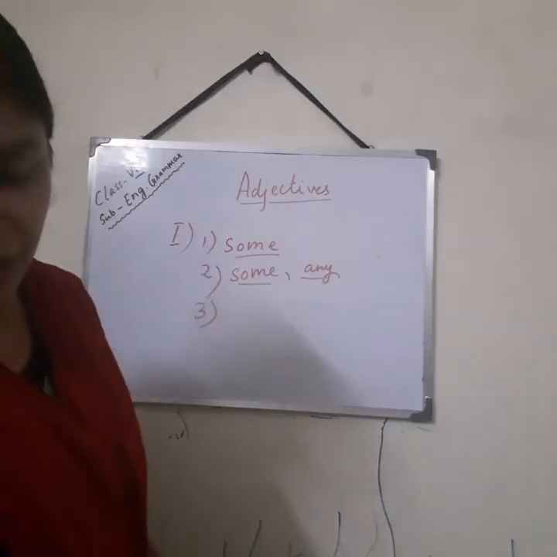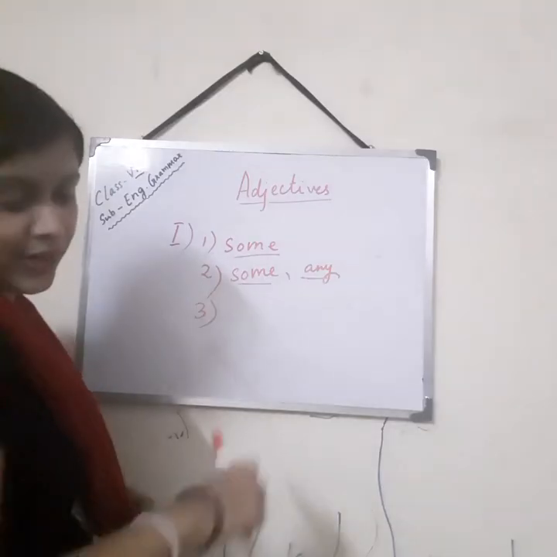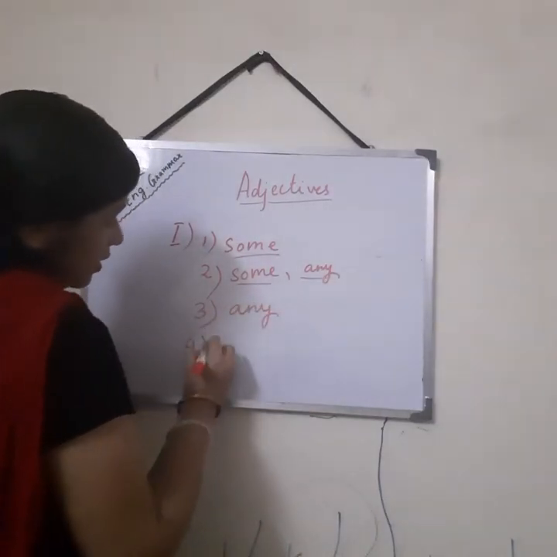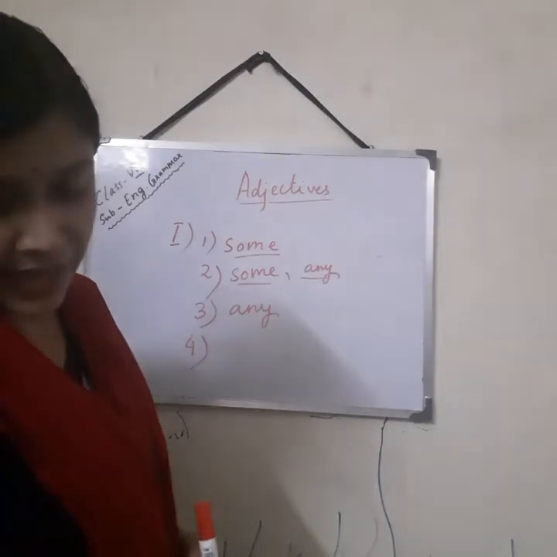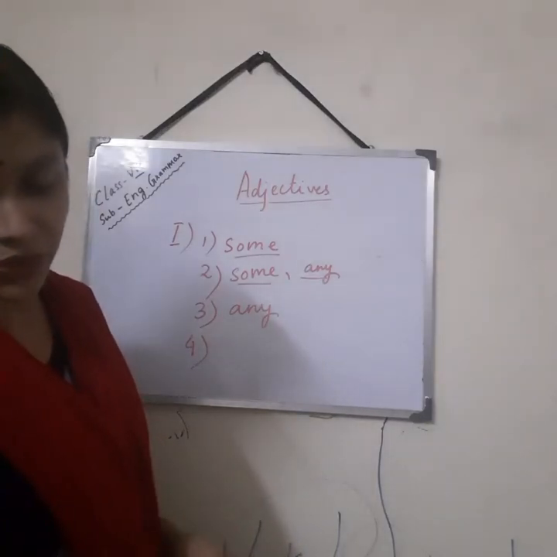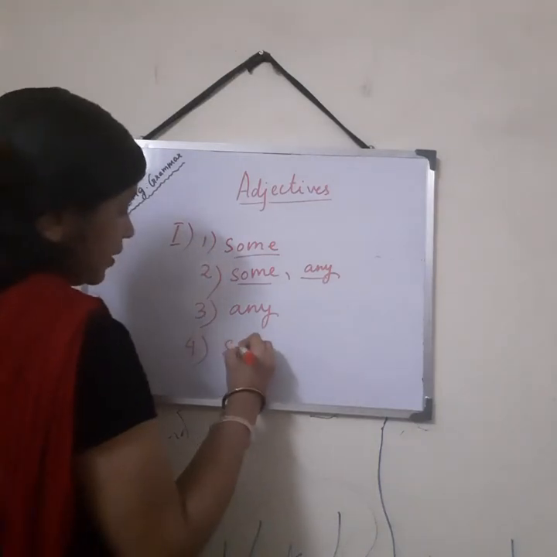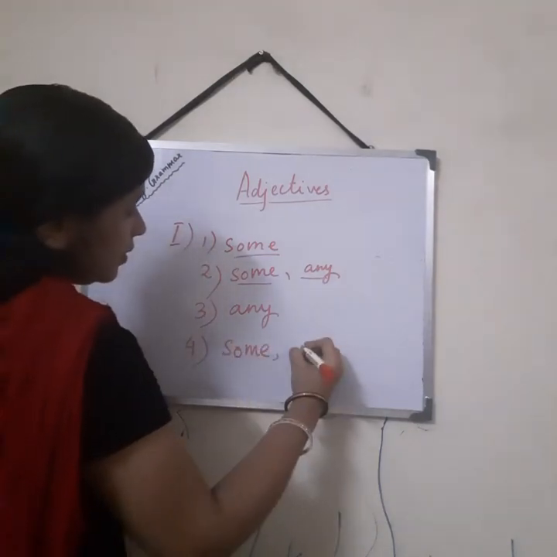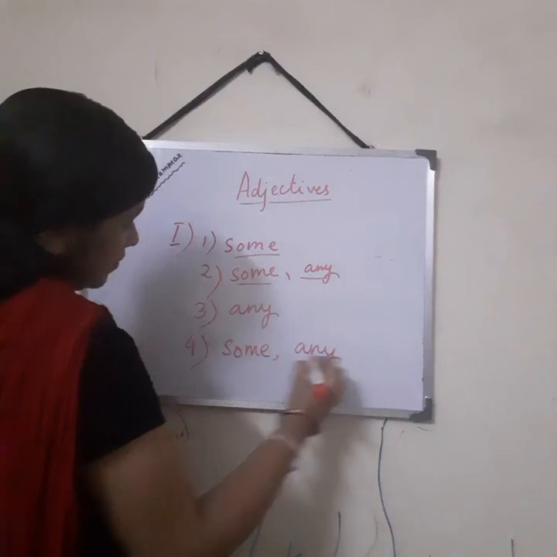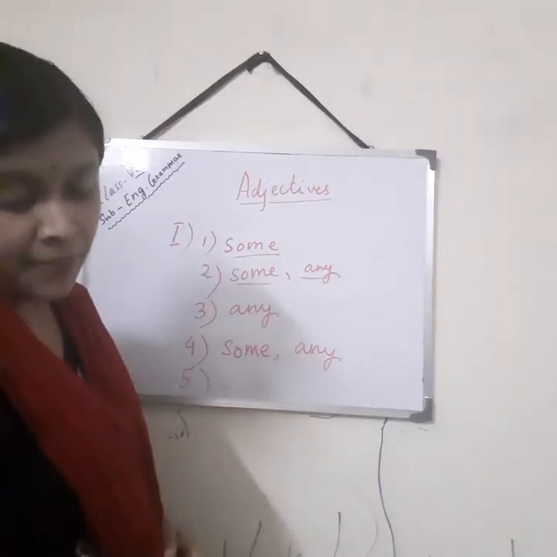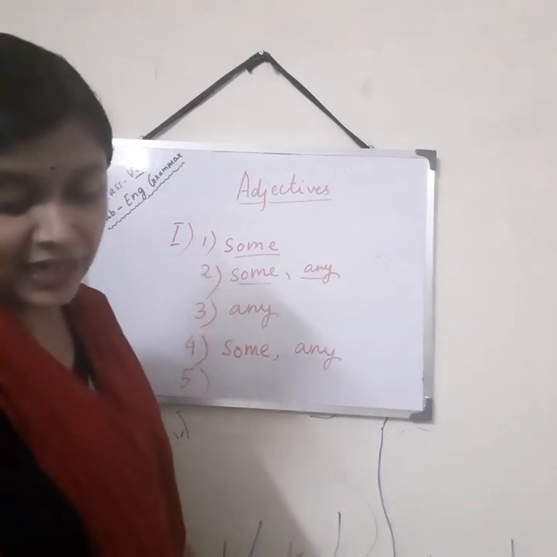Number 3, there aren't any flowers in the vase. Any flowers. Number 4, this encyclopedia has some pictures of wild animals but not any of domestic animals. So it will be some, any. Number 5, she needs some money. Do you have any change?